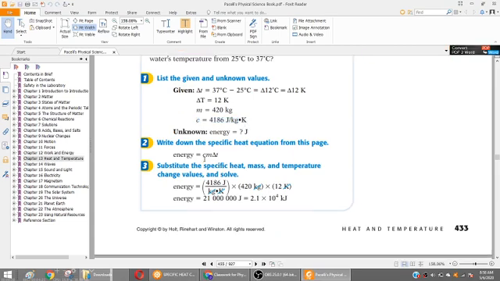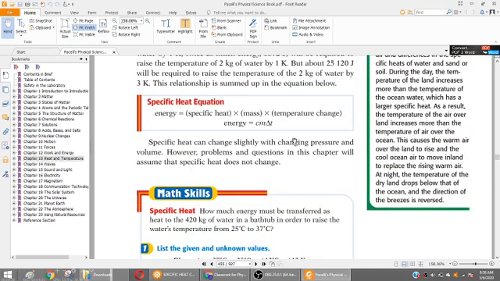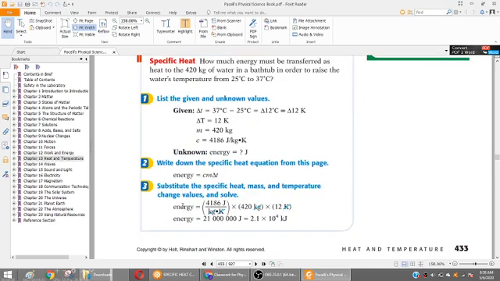Plug those things into this simple equation, which is above in the chapter document right here. Energy equals the specific heat of water times the mass of the water in the problem times the change in temperature. And that gives you the energy in joules. You can choose to put it into kilojoules if you want. The problem didn't specify which you would be putting it in for.